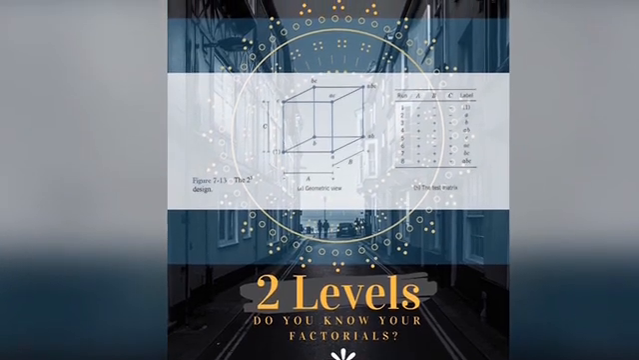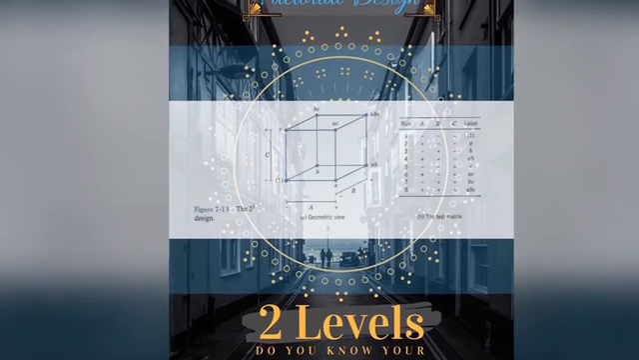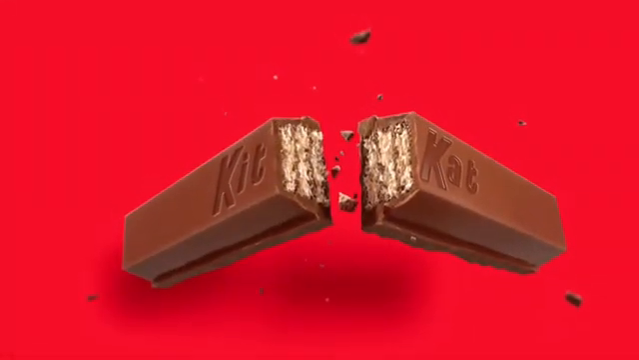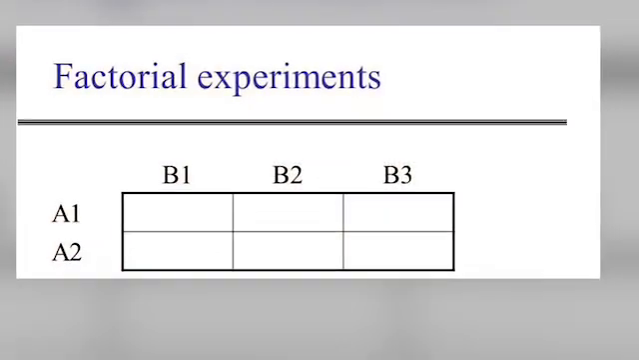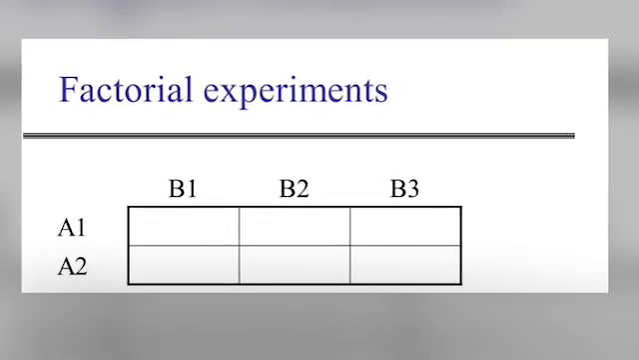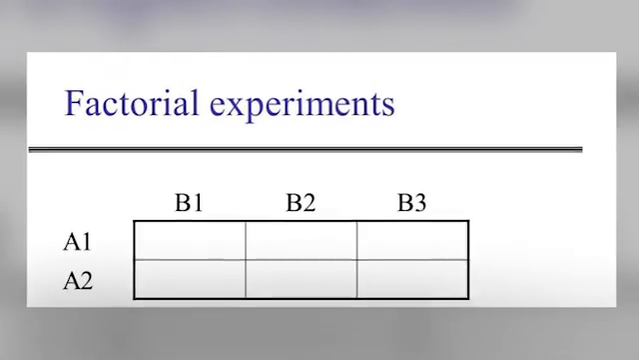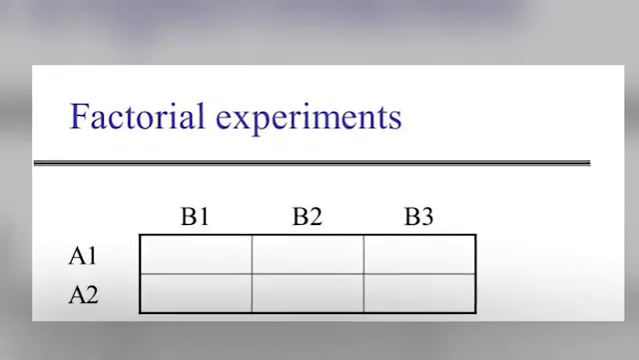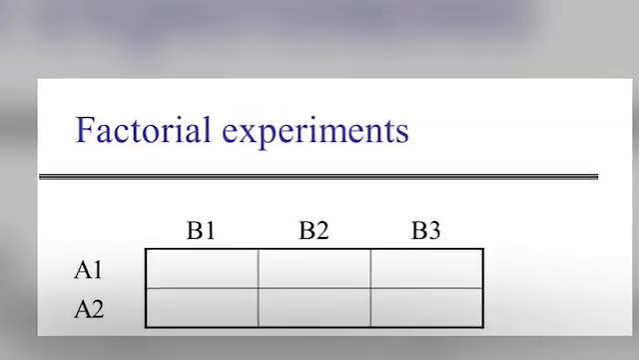So, I know what you're thinking. You want to know what a 2 by 3 factorial experiment is. Well, let me just break this up for you. A factorial experiment is when one or more factors are involved in an experiment. So a 2 by 3 factorial experiment has 3 factors each at 2 different levels.